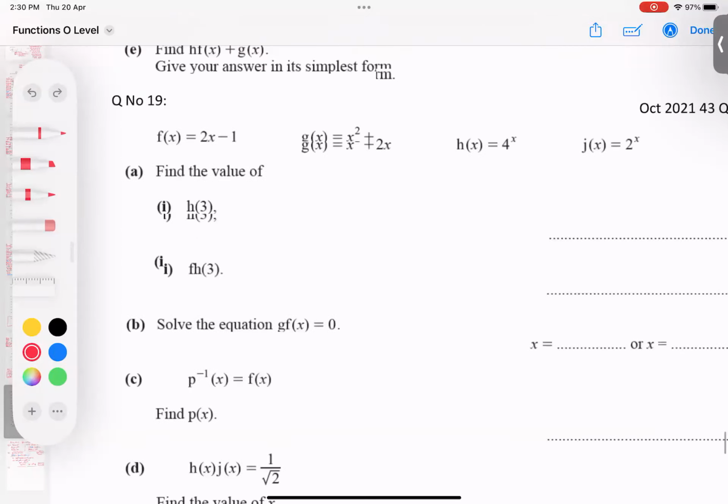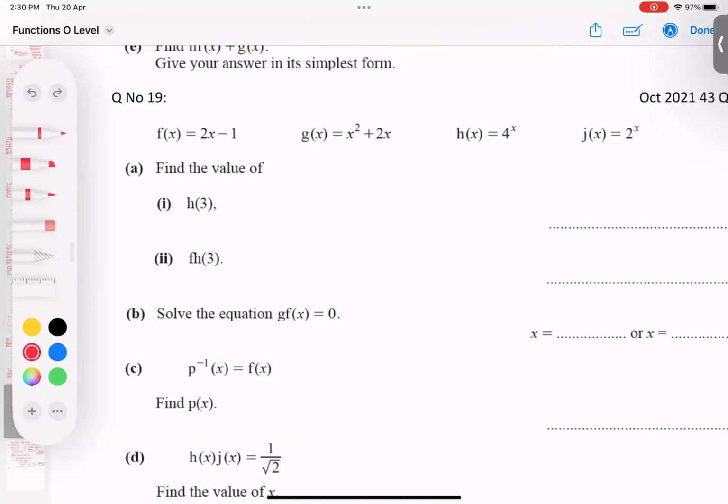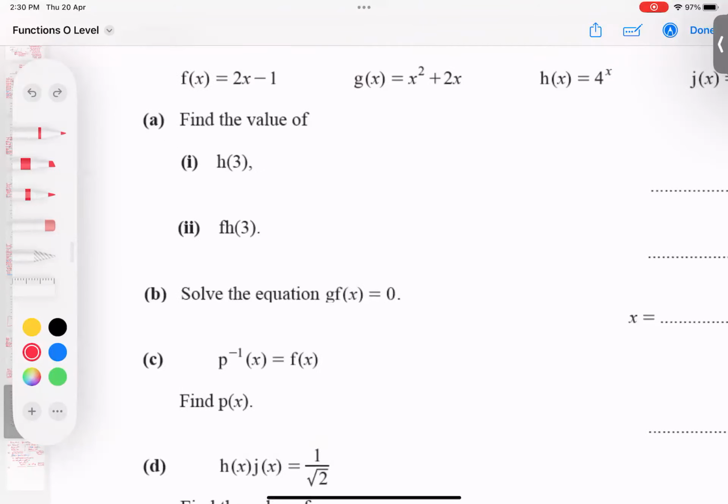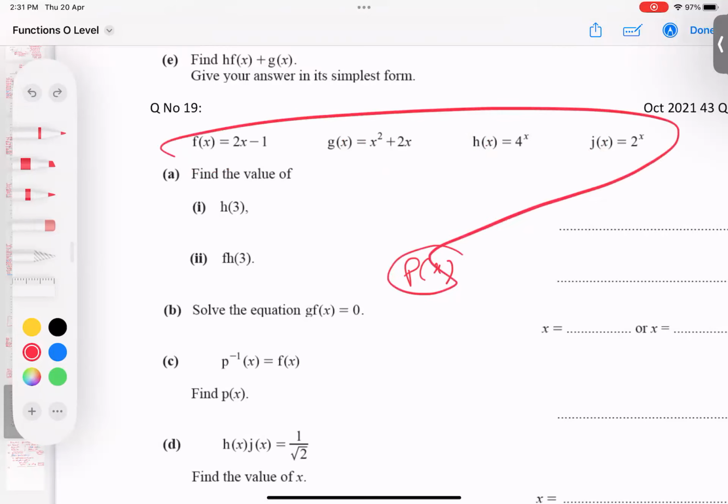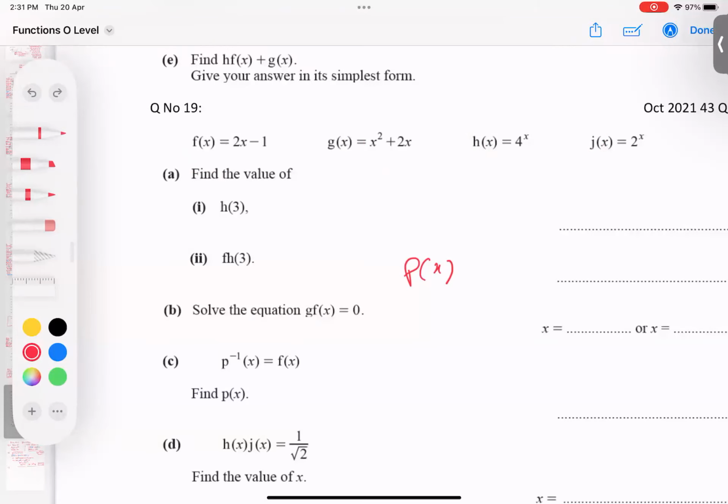You know, students, whenever we take an inverse of p, he is saying it is equal to that. Like he's saying there is one function not visible here: f of x, g of x, h of x, j of x. But p of x is not mentioned here. They're saying there is one function, its name is p of x.